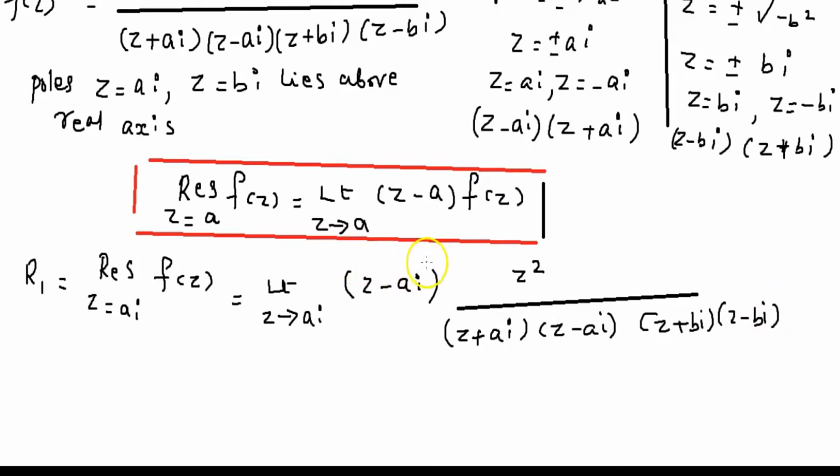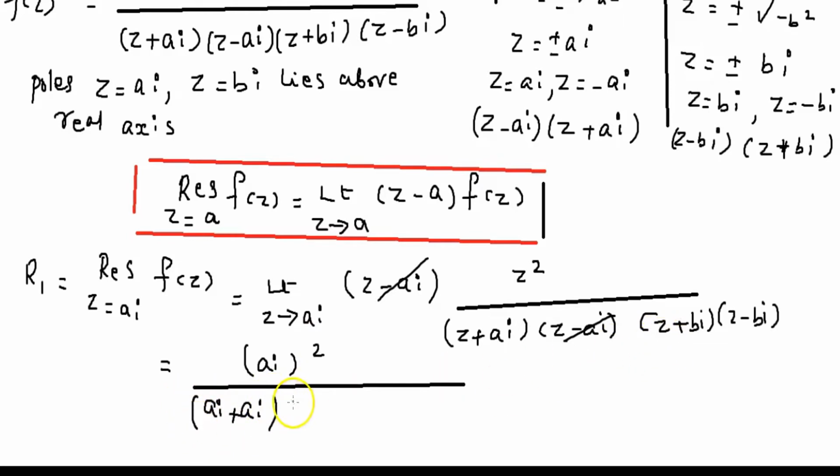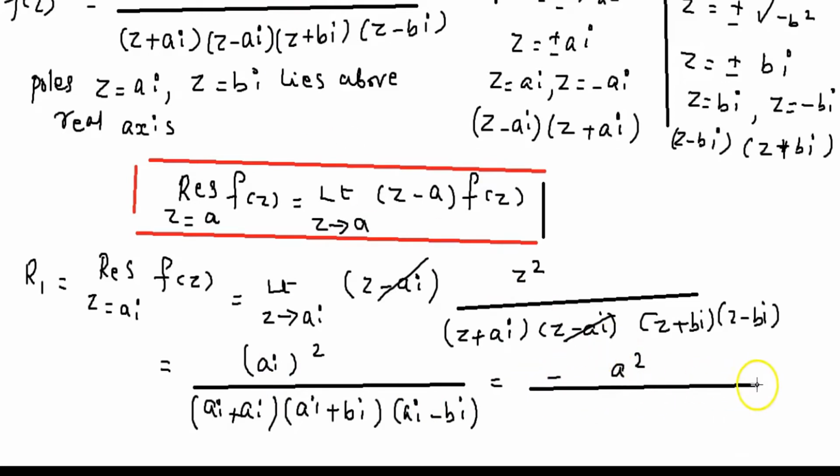Cancelling z minus ai terms and substituting z is equal to ai in the remaining terms, z square becomes ai the whole square, by z plus ai becomes ai plus ai, and z plus bi becomes ai plus bi, and z minus bi becomes ai minus bi. ai the whole square is equal to minus a square, by ai plus ai is 2ai, and ai plus bi into ai minus bi, which is equal to ai the whole square minus bi the whole square.